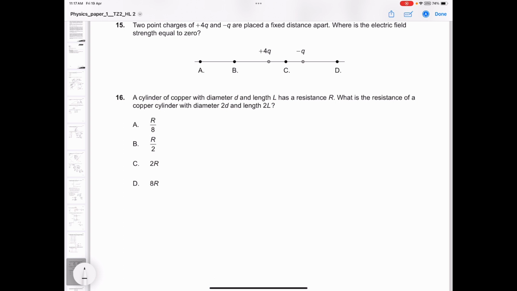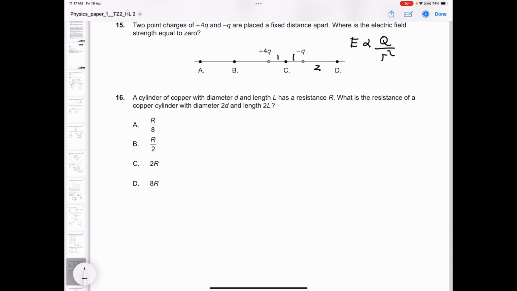Number 15, you have these 2 point charges, 4Q and minus Q, fixed distance apart. What's the electric field? Where is the electric field strength equal to 0? Okay, so we know the electric field strength, say E, is proportional to Q over R squared. So let's say that these distances here are 1, 1, and this one is 2.